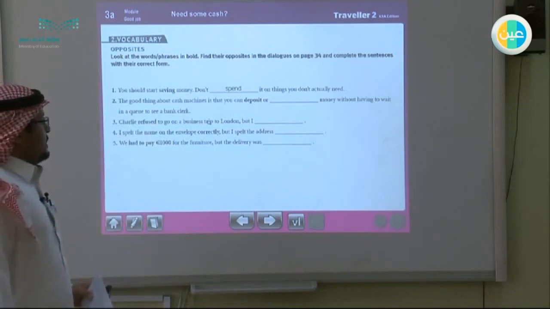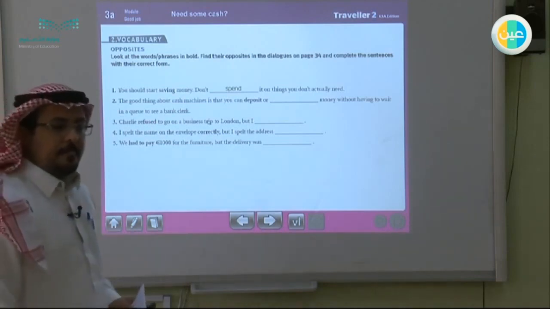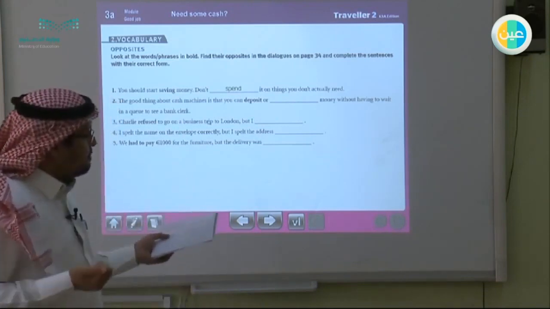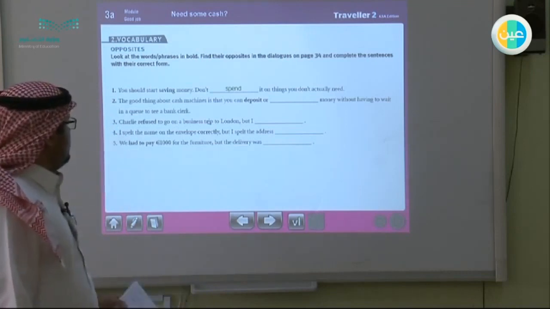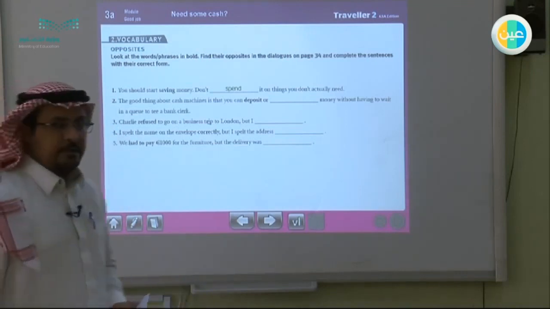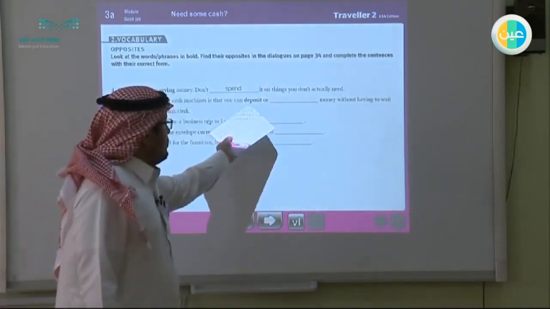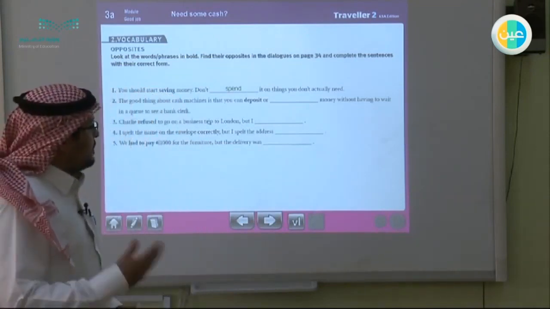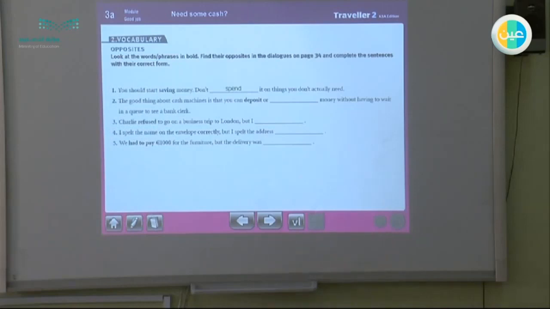Now, moving to number 2. The good thing about cash machines is that you can deposit money without having to wait in a queue to see a bank clerk. So this is the action, deposit, the word in bold. Now we need the opposite from the text. We are going to go back to the text.